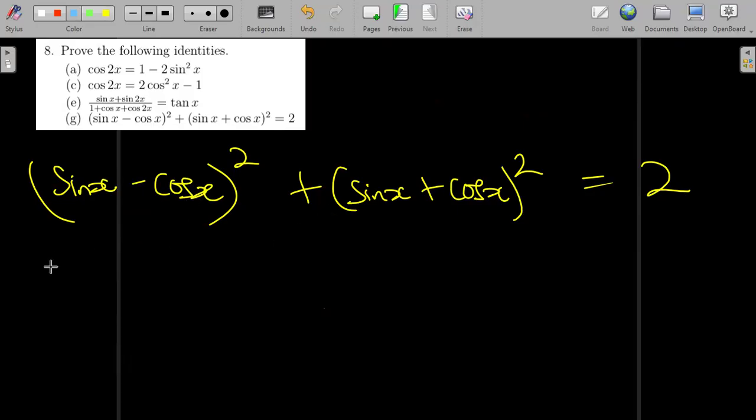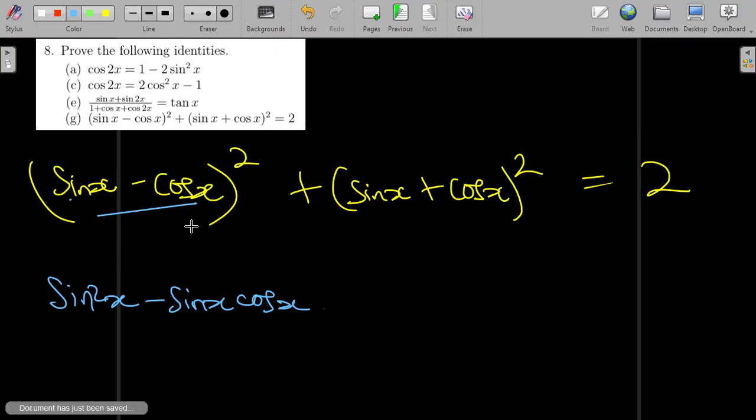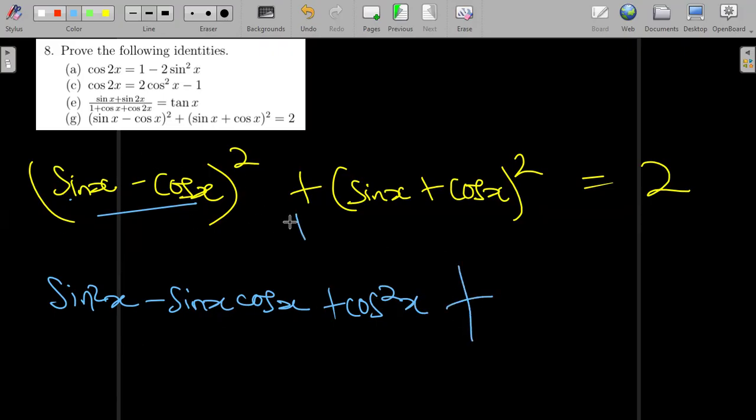We shouldn't even trouble ourselves here. We are multiplying this by itself. So sine x multiplied by sine x, I get sine squared x. Sine x multiplied by minus cos x, I get minus sine x cos x. And then minus cos x multiplied by itself, I just have plus cos squared x. So this is the expansion for the first bracket, and then I have plus, and I can expand this now.